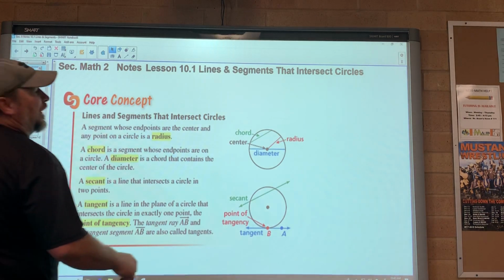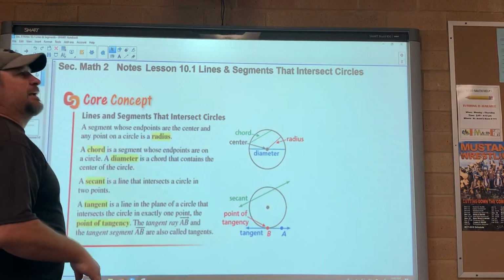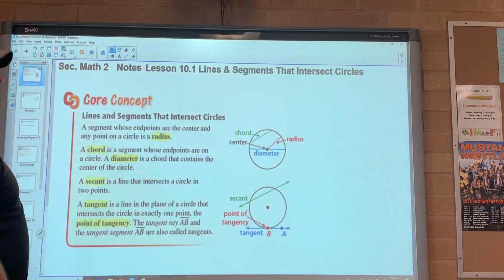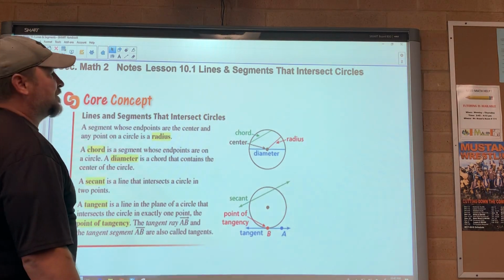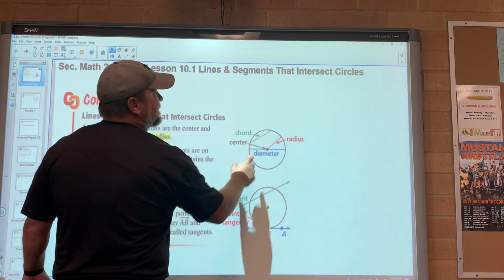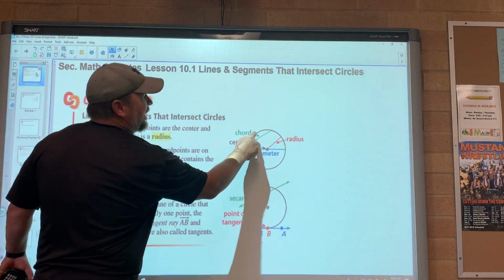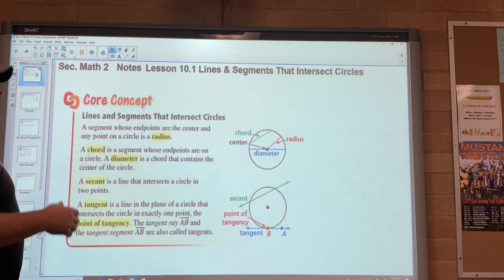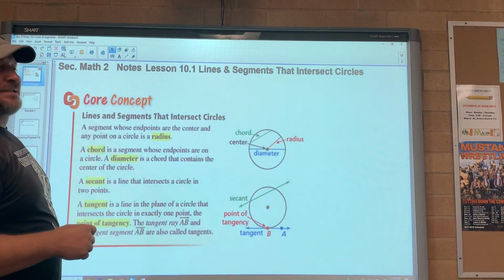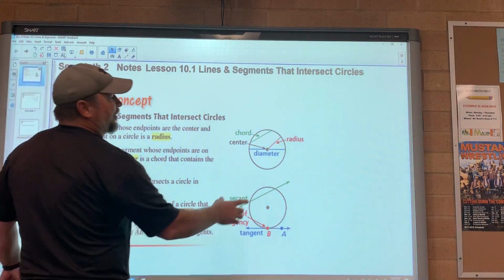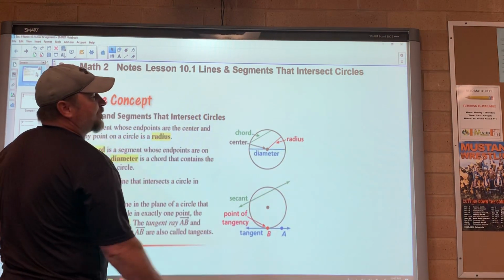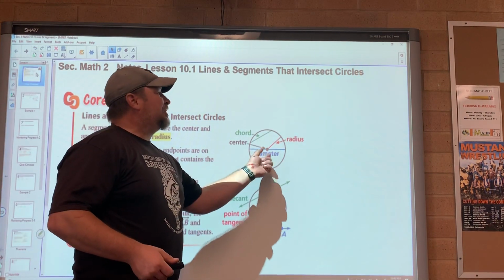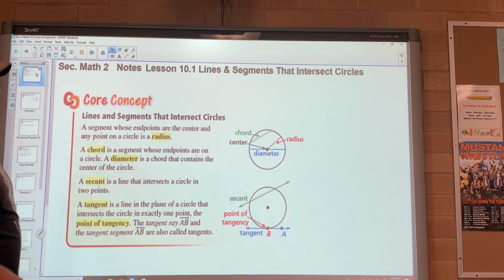A chord is a segment that hits the edge of the circle twice. So you're going to see that the green line right here is a chord because it touches here and it touches there. A diameter is also a chord, but a diameter is unique because the diameter has to go through the center as well. A diameter is a chord because it touches both sides and it goes through the center. So the diameter is actually twice the amount of the radius.